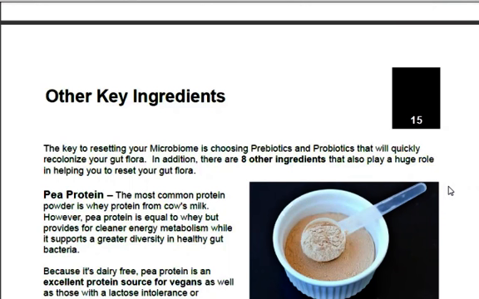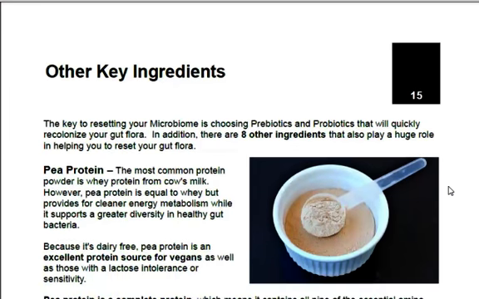And I didn't target these because they're in the kit. I targeted these because these are the ones that are the most important. These are the big 8. The 8 key ingredients that if you want to, from a natural standpoint, choose food sources that are going to help you improve your gut flora, these are the 8 that you want to concentrate on. The first one is pea protein.